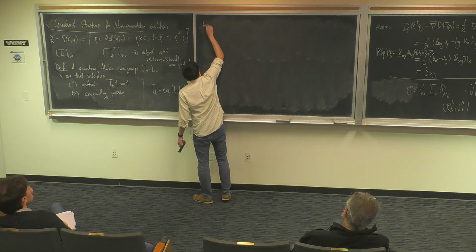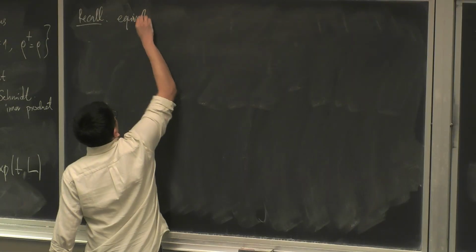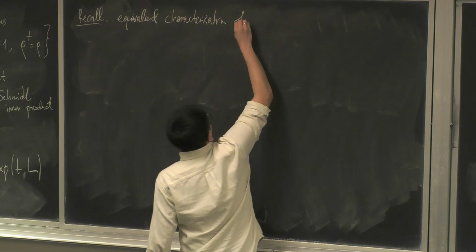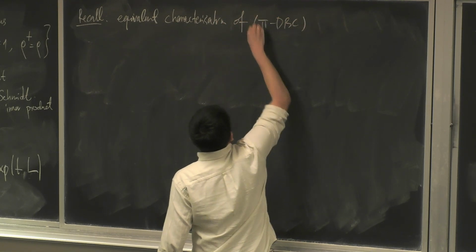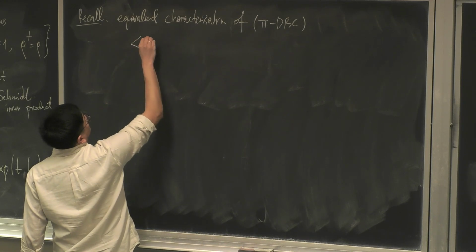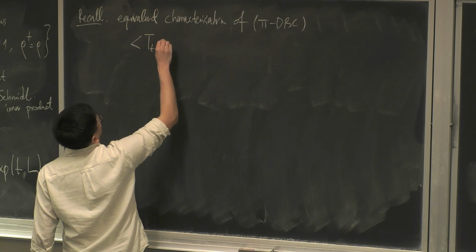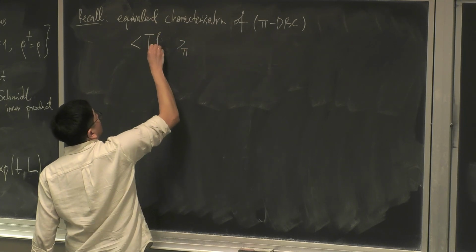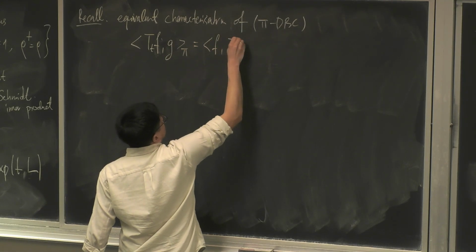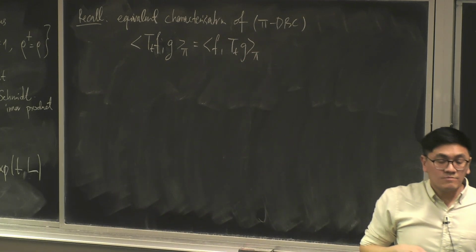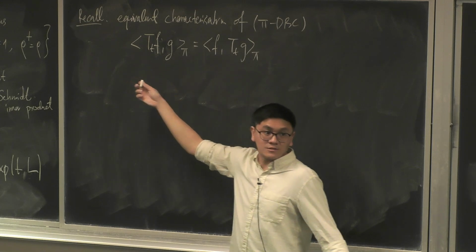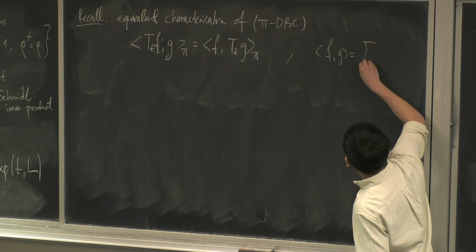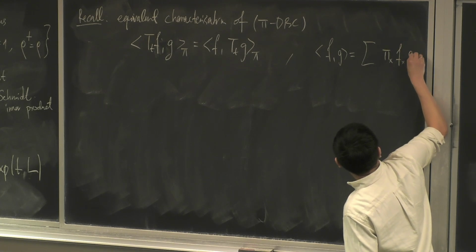So recall the equivalent characterization of detailed balance. This is pi-detailed balance, which says that T_t of either phi, psi, or f, g, let's keep it f, g, is equal to f, T_t g with respect to pi. Meaning that T_t is self-adjoint, or its generator is self-adjoint, with respect to this pi inner product. Remember, the pi inner product is just the weighted inner product with respect to pi, f(x) g(x).